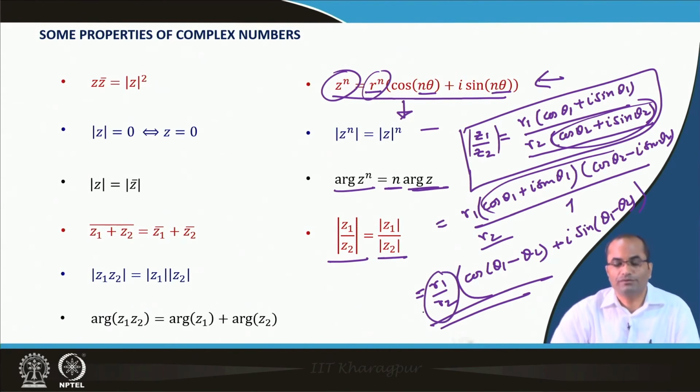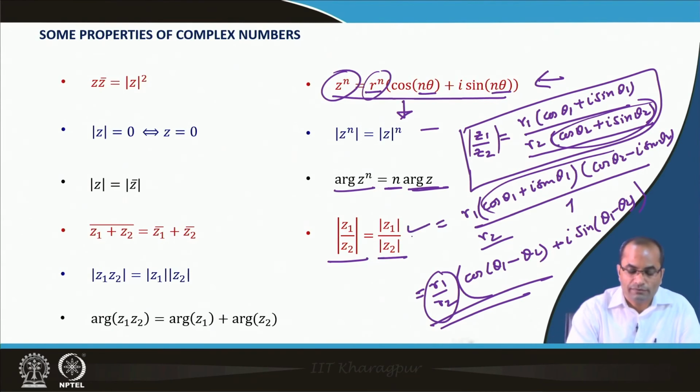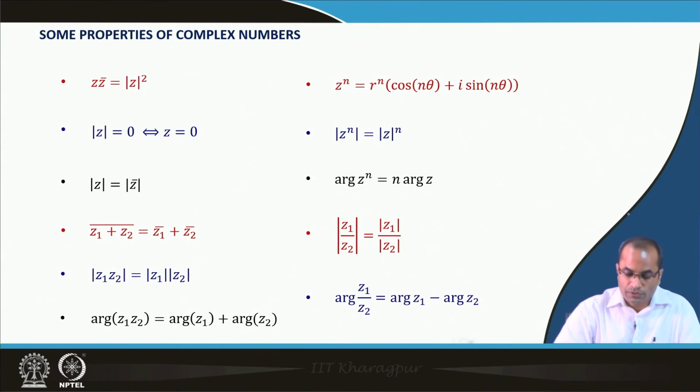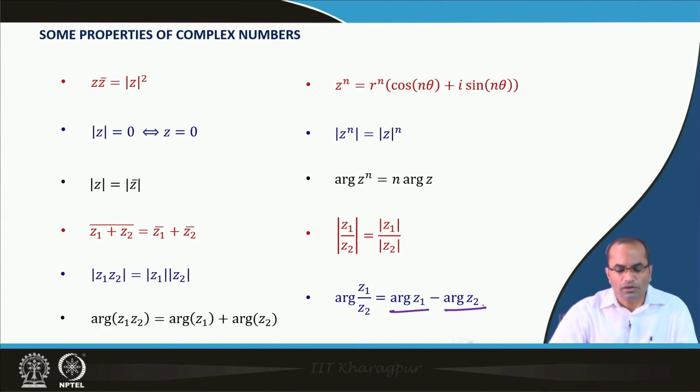R1 was the modulus of z1, r2 the modulus of z2. So we have proved this identity, and similarly we can also look at this one, where we are now looking at the argument of z1 over z2. So the argument is theta 1 minus theta 2, where theta 1 is the argument of z1 and theta 2 the argument of z2. Many such properties we can prove with the knowledge of the multiplication we have just learned.